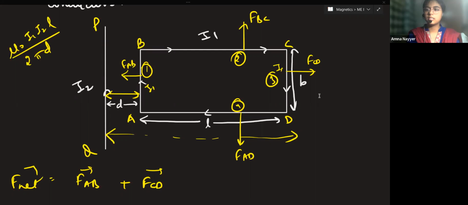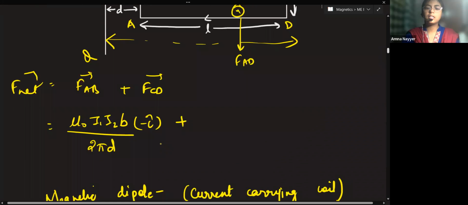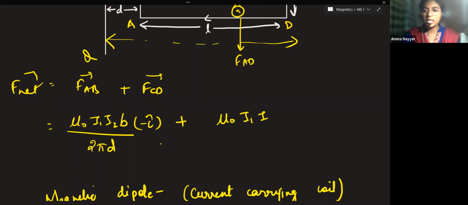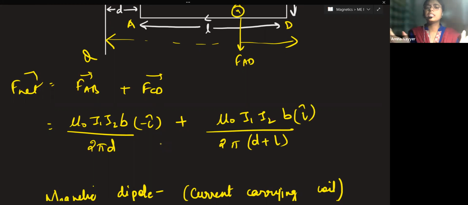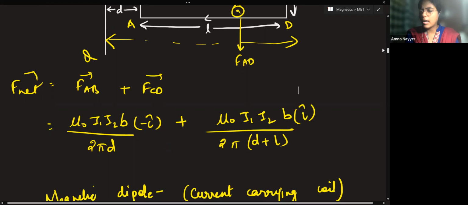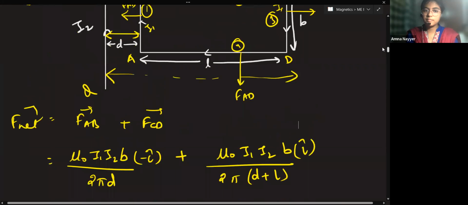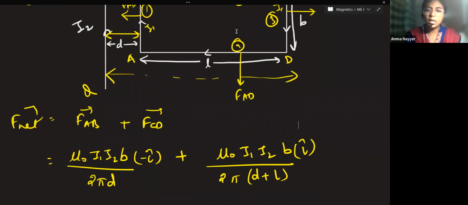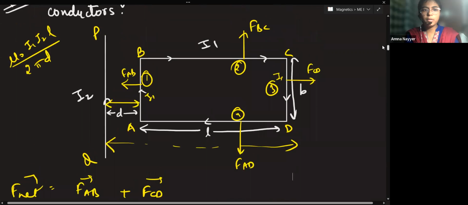Razan is also right. So complete answer will be mu naught I1 I2 B divided by 2 pi (D plus L). And the unit vector we'll put as I cap, because this is repulsive. Both are having the currents in the opposite direction. So this much is there. In the figure, you can get the values also and put them in. Till now, you can leave it this way. Understood? How have we got this? Anybody has any doubt in any of this? I'll repeat. Let me know. Do one thing. First, note it down. If you're not able to understand, then ask me.